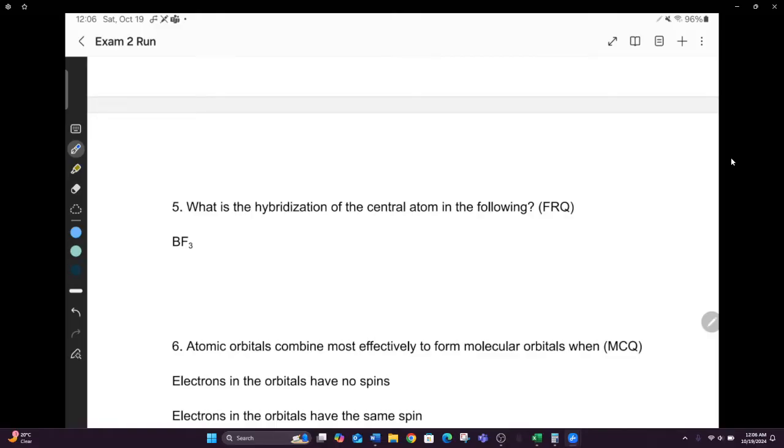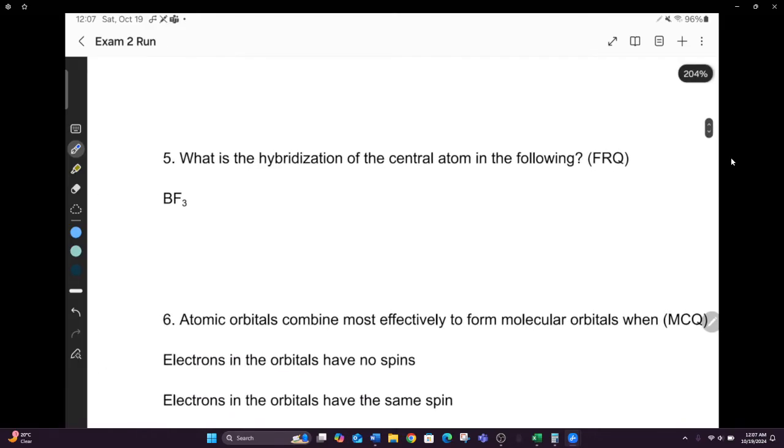This one is an FRQ, and by that I mean you have to type in an answer, so there's no multiple choice. You can't just guess on this. I did that for the sake of time. Just copying and pasting is quite tiring, especially when you have to go back and fix all the mistakes. But BF3, right?